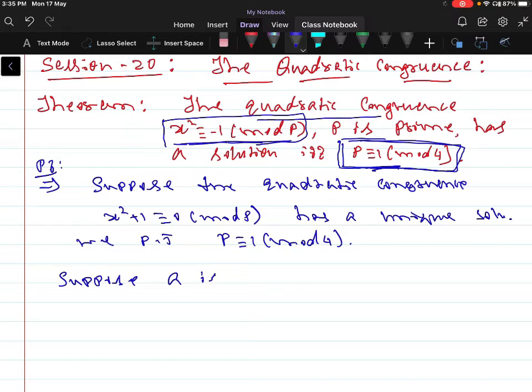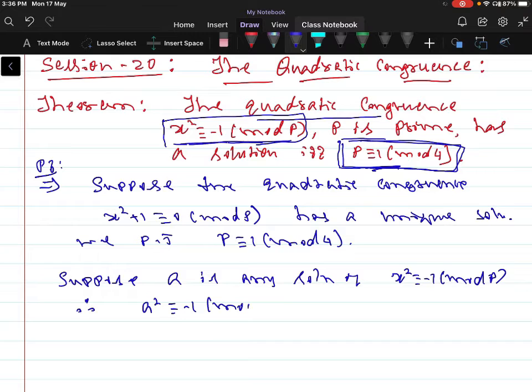Suppose a is any solution of x squared is congruent to minus 1 modulo p. Therefore, when x is equal to a, that is, a squared is congruent to minus 1 modulo p, and GCD of a, p is equal to 1. It means p does not divide a.